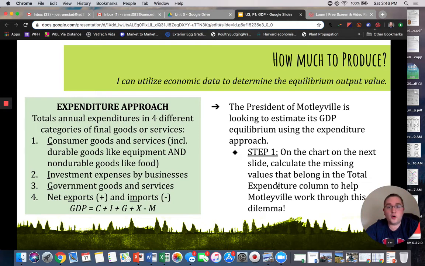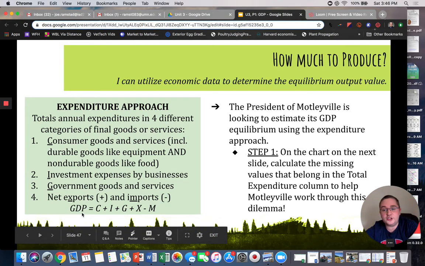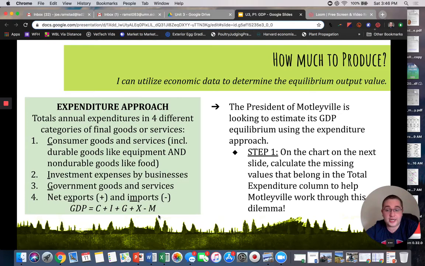We have a scenario here. It's broken down into two steps. I want to give you step one first. The president of Motleyville is looking to estimate its GDP equilibrium using the expenditure approach. So step one, on the chart on the next slide, I want you to calculate the missing values that belong to the total expenditure column to help Motleyville work through this dilemma. Your equation is GDP equals C plus I plus G plus X minus M. Everything's added together except for your imports. You have to remember to subtract your imports.